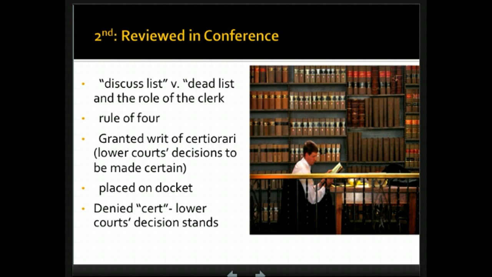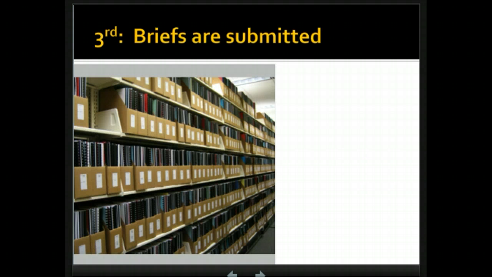If your case is denied cert, or writ of certiorari, then the lower court's decision stands. Again, cases that involve major issues are likely to be selected by the court. The court has tried to avoid certain political issues, like ones between the President and Congress, but sometimes they have to answer those as well.